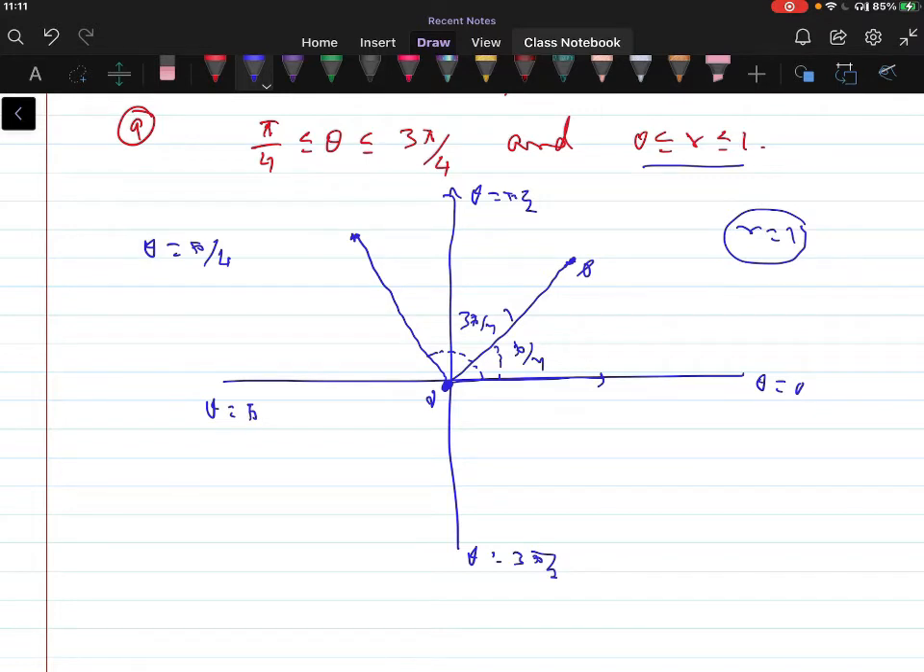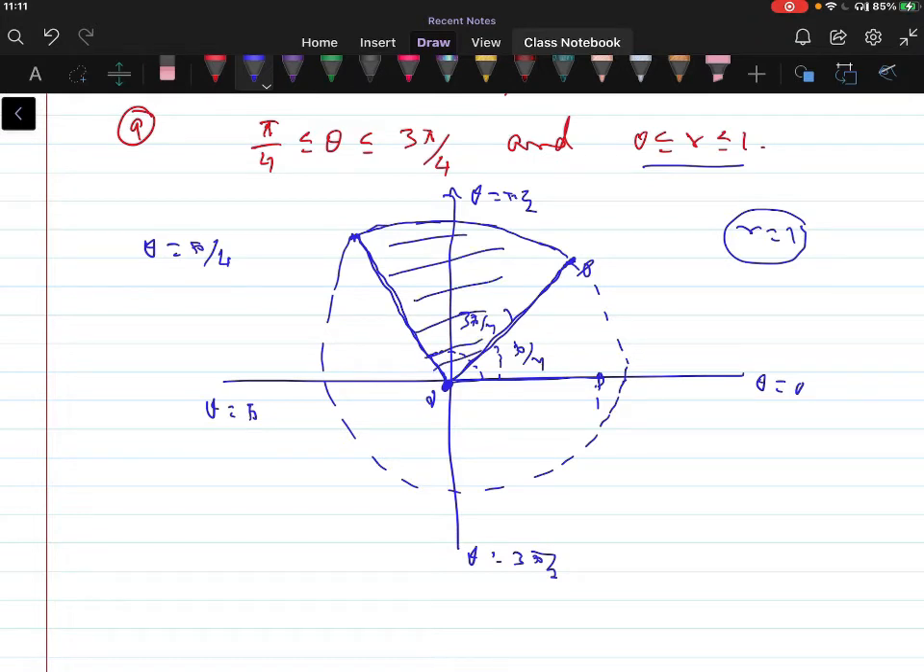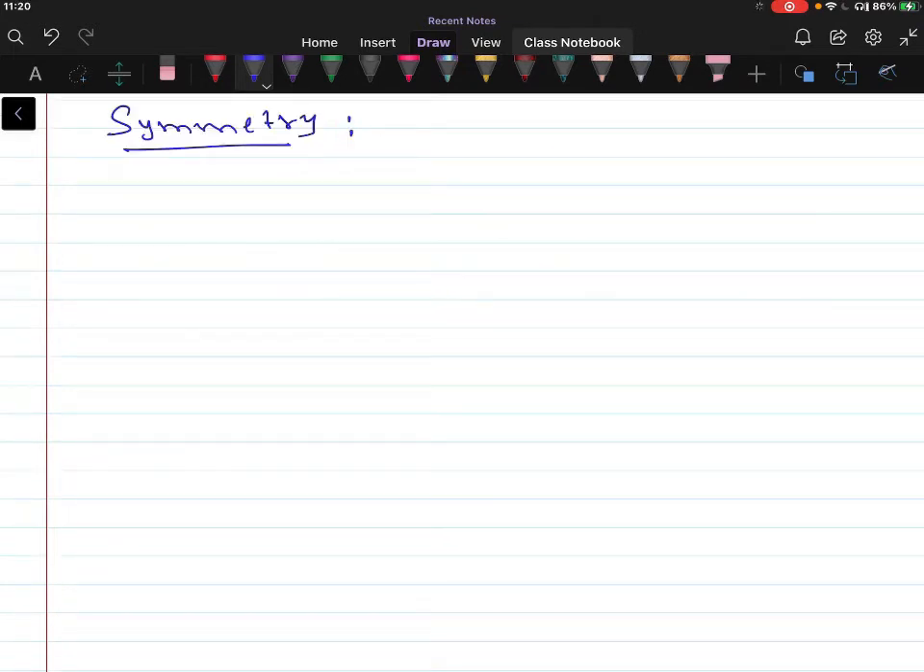So take the unit length 1, then draw the circle with center at the origin and radius 1. But theta varies from pi by 4 to 3 pi by 4, so we should consider only this region. So this is the region containing the points where theta varies from pi by 4 to 3 pi by 4, and r varies from 0 to 1.